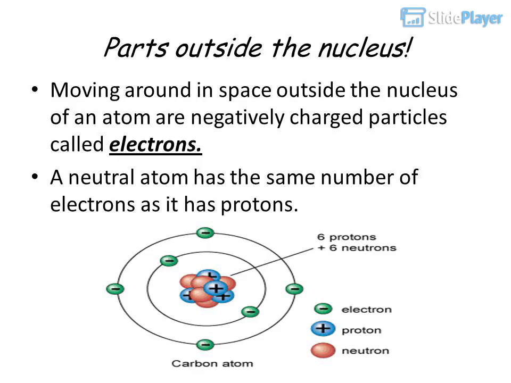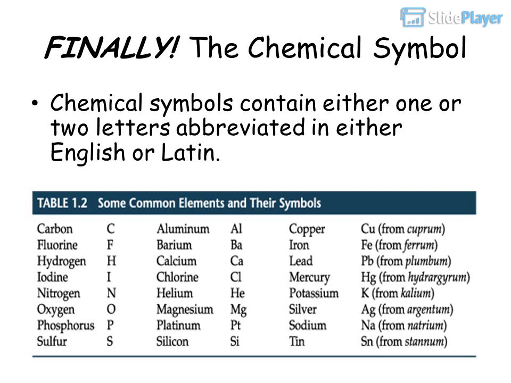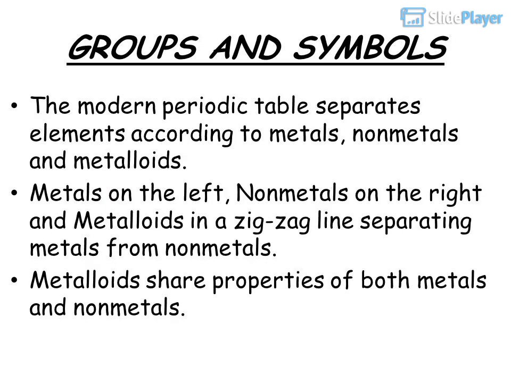Parts outside the nucleus. Moving around in space outside the nucleus of an atom are negatively charged particles called electrons. A neutral atom has the same number of electrons as it has protons. Finally, the chemical symbol. Chemical symbols contain either one or two letters abbreviated in either English or Latin.